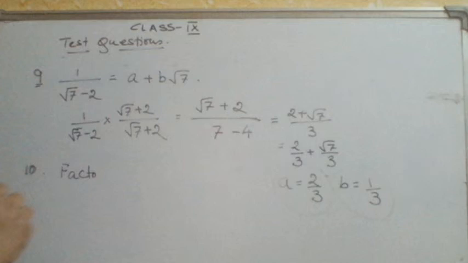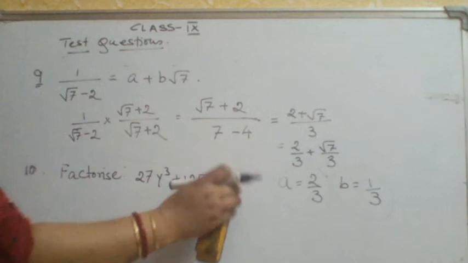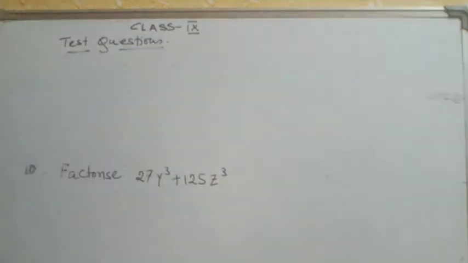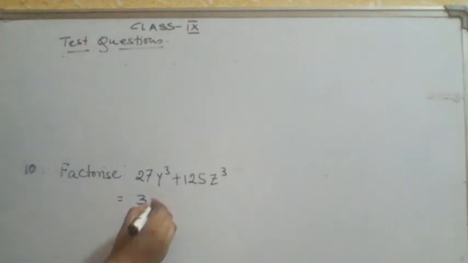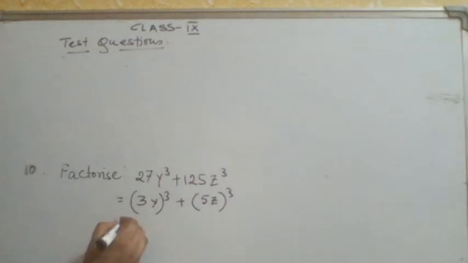Okay, so factorize 27y cube plus 125z cube. This question, factorize, is based on which identity? A cube plus b cube. So you write it as 3y whole cube plus 5z whole cube. Okay, so this is a cube plus b cube.